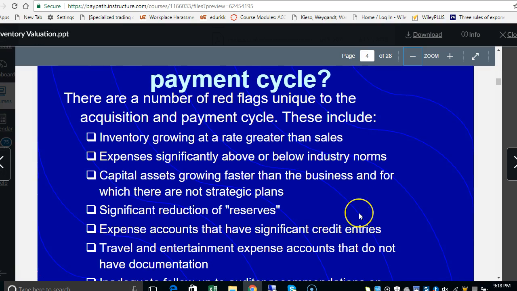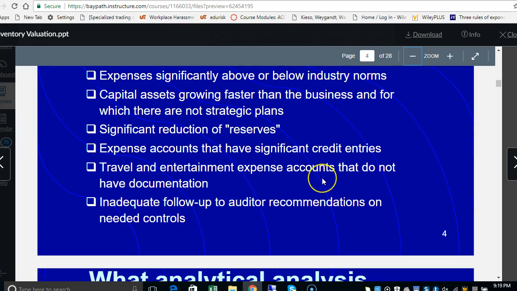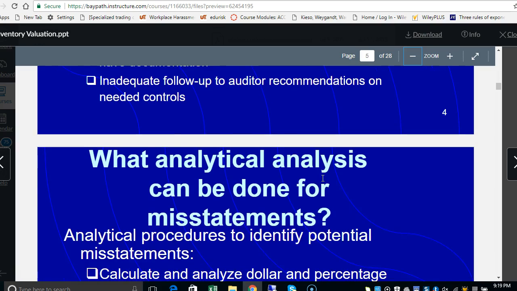A reduction of reserves, such as the bad debt reserve and so on. If you see reductions in reserves, that could mean that the company might be overstating profits as well. Expense accounts that have significant credit entries, travel and entertainment that do not have documentation, inadequate follow-up to auditor recommendations on needed controls.